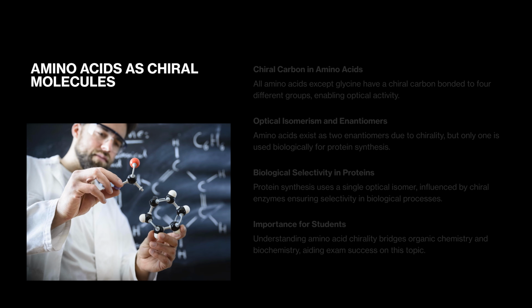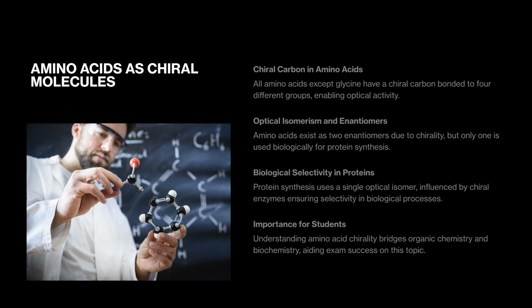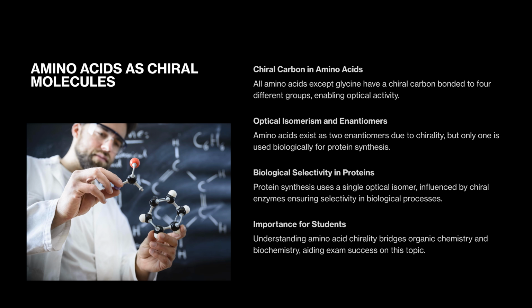Amino acids provide an important and relevant example of optical isomerism. With the exception of glycine, all amino acids contain a chiral carbon atom bonded to 4 different groups: an amino group, a carboxyl group, a hydrogen atom, and a variable side chain known as the R group. This makes them optically active and capable of existing as 2 enantiomers. In biological systems, only one optical isomer of each amino acid is used to build proteins, highlighting the importance of chirality in life processes. This selectivity is due to the chiral nature of enzymes involved in protein synthesis.